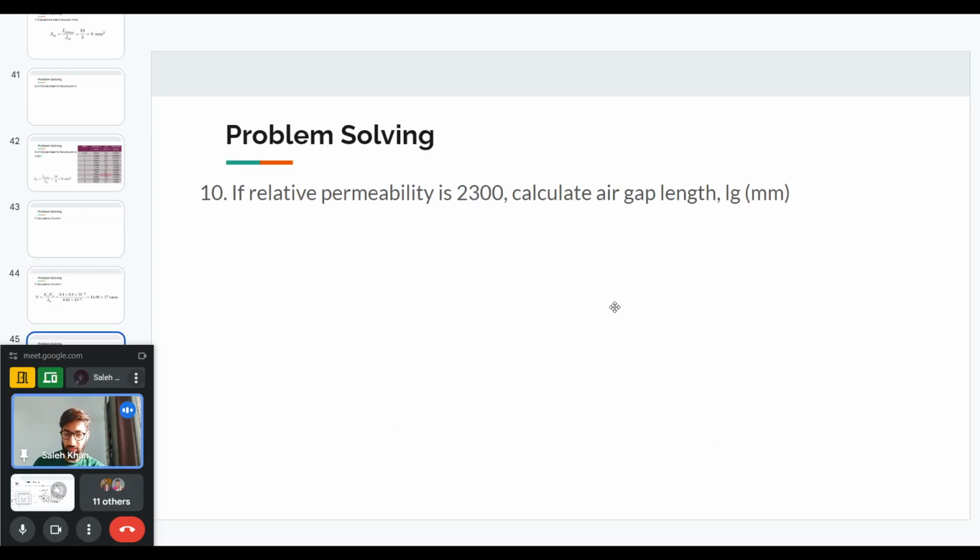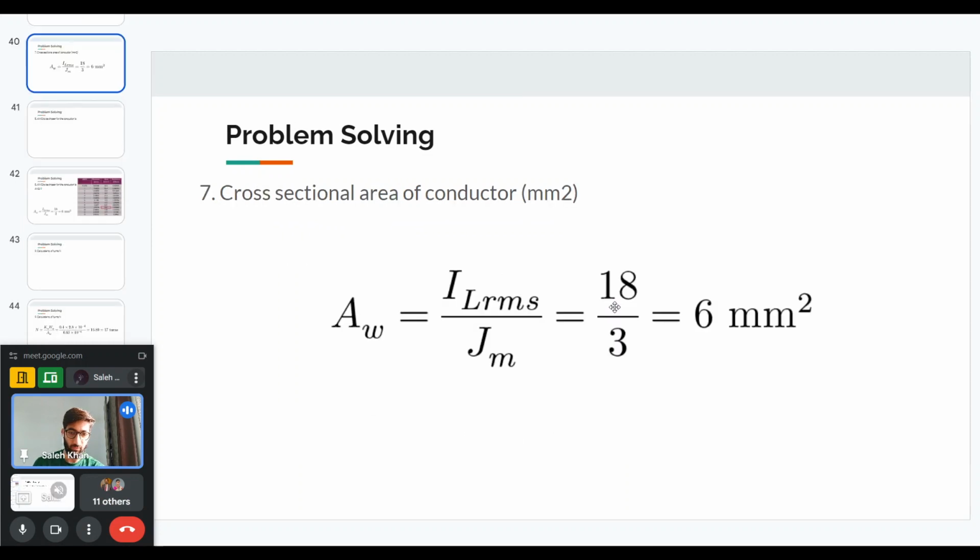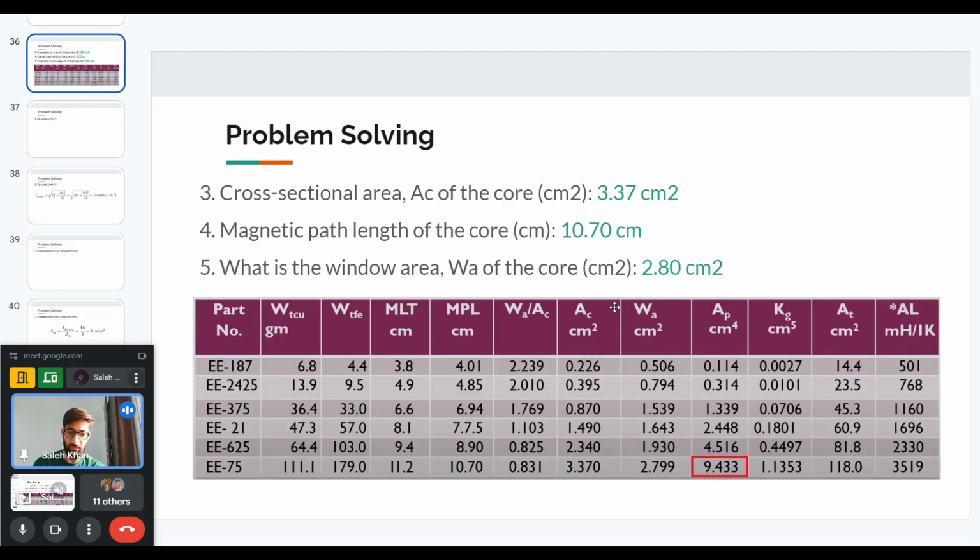Yes, I think in your case, the questions have asked for rounding off, because for example, in this case, the window area was 2.799. So I think it would be good if you rounded off to 2.80.